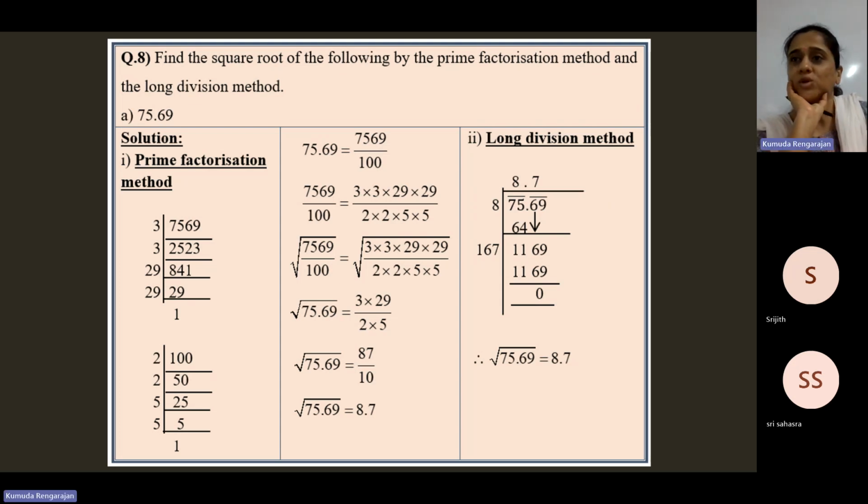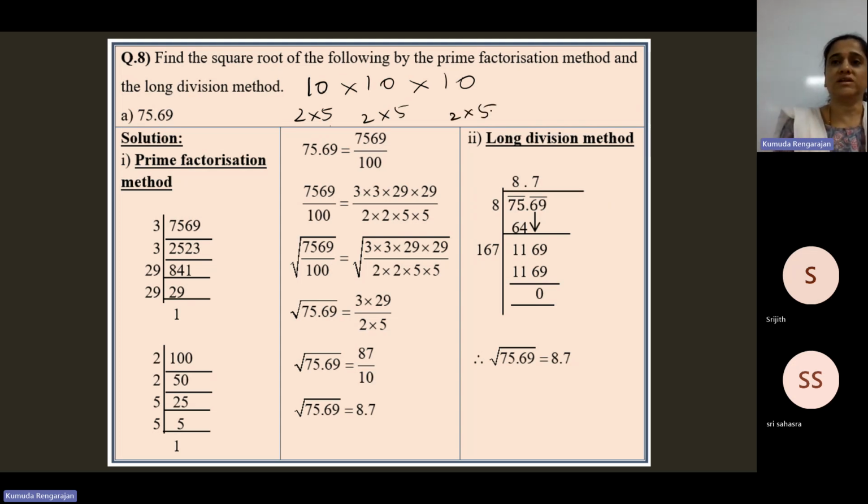What is 10? 2 into 5, right? See here, it's very easy. Listen, all of you. What is 100? 10 into 10, right? And what is 1000? 10 into 10 into 10. So 10 is 2 into 5. For each 10, you will get another 2 and 5. So 10 is 2 into 5, 100 is 2 into 2 into 5 into 5, and 1000 will be 2 into 2 into 2 into 5 into 5 into 5.